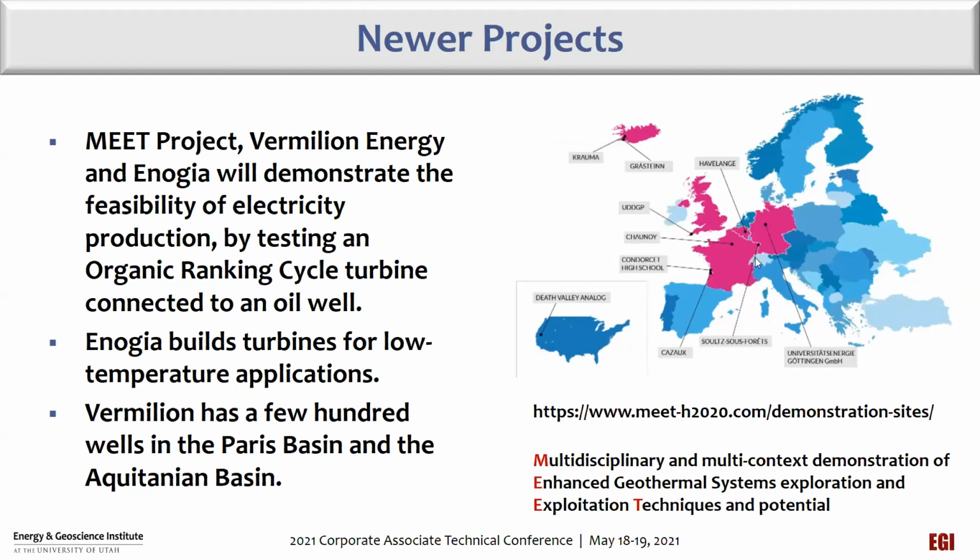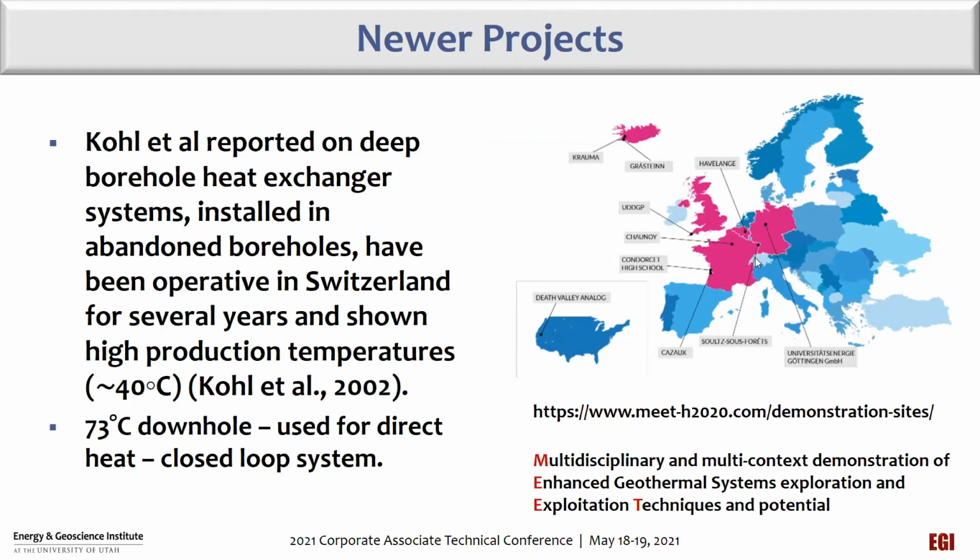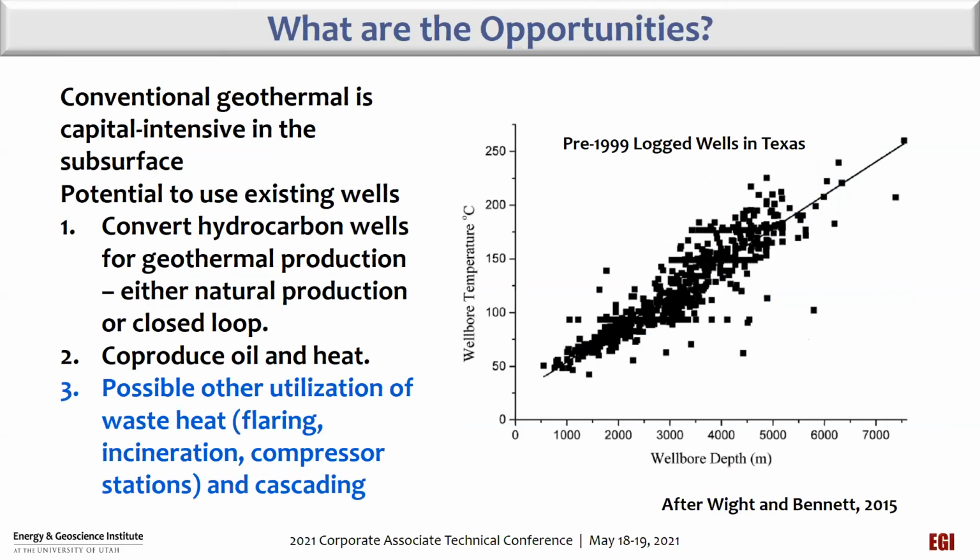This is not just going on in North America. There's a longer history even in Europe where people have looked at this. Vermilion has a couple hundred wells in the Paris Basin and the Aquitaine Basin, and they have used, or are looking to use, organic Rankine cycle turbines, which are basically these binary plants, for converting moderate temperature, low enthalpy hot water to electricity. And indeed, if not electricity, the Swiss have been using these types of systems for direct use and heating. That's maybe not as directly applicable to oil field operations, but we can consider that maybe there are other applications in a cascading process where direct heat might have some value on location.